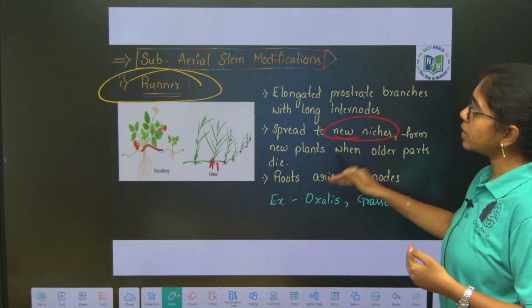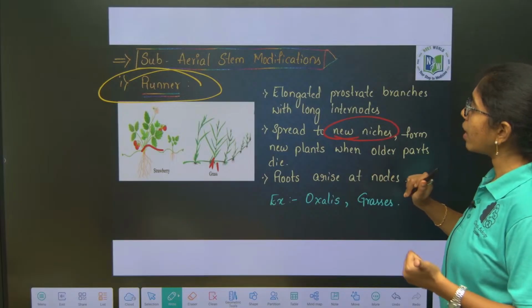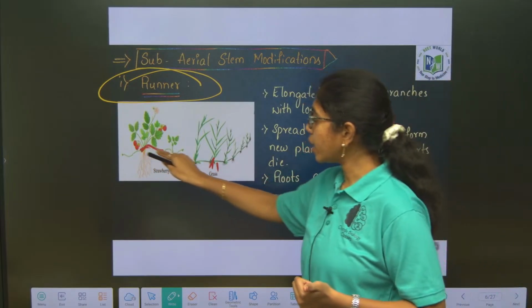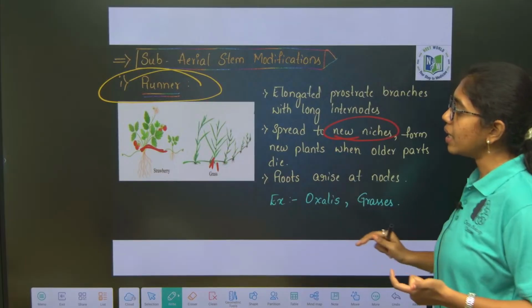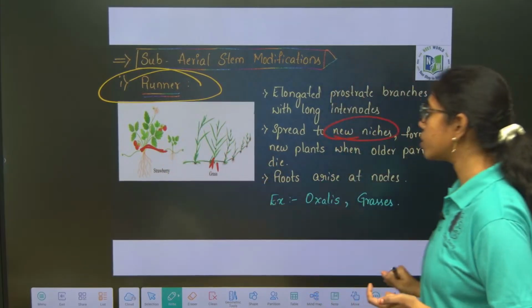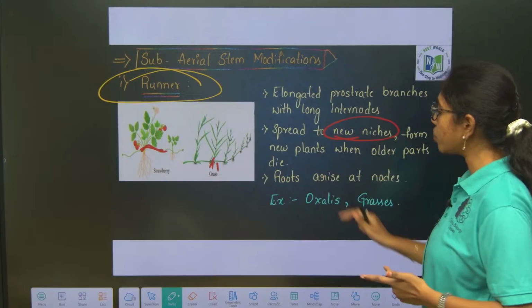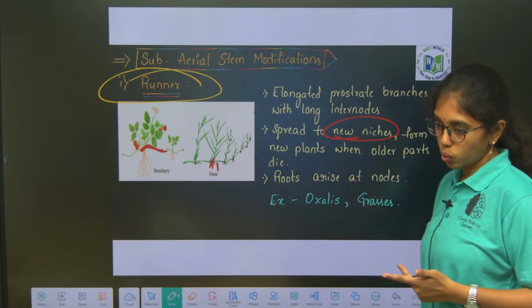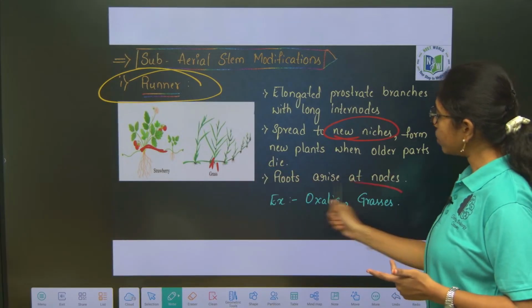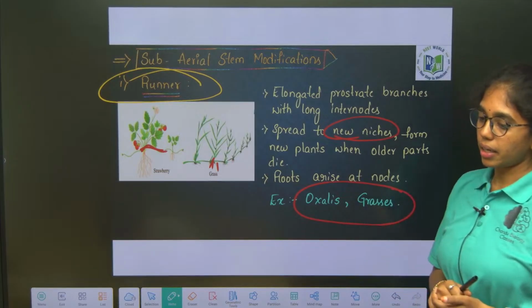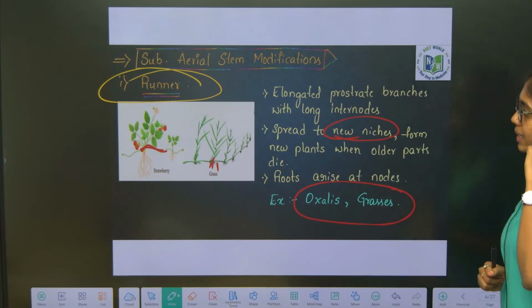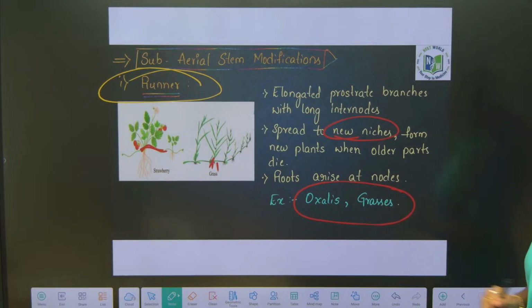So, what are the three descriptions of runner? One is elongated prostrate branches, second is they spread into new niches, and third is roots arise at the nodes. Examples include oxalis and grasses. Clear, right? Next is what?